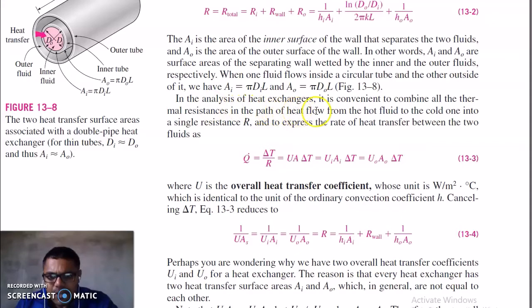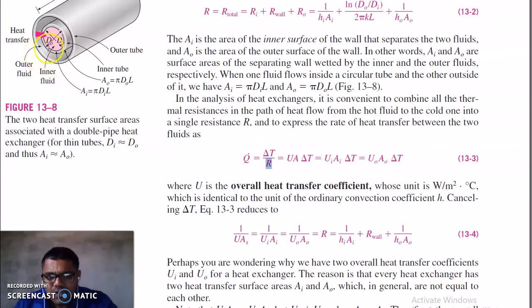In the analysis of a heat exchanger, it is convenient to combine all the thermal resistances in the path of the heat flow from the hot fluid to the cold fluid into a single resistance, and to express the rate of heat transfer between the two fluids as Q equal to delta T by R, where R is a single resistance. We will write it as U A delta T, which is equal to U_i A_i delta T and U_o A_o delta T, because heat transfer from the inner surface and outer surface must be the same.